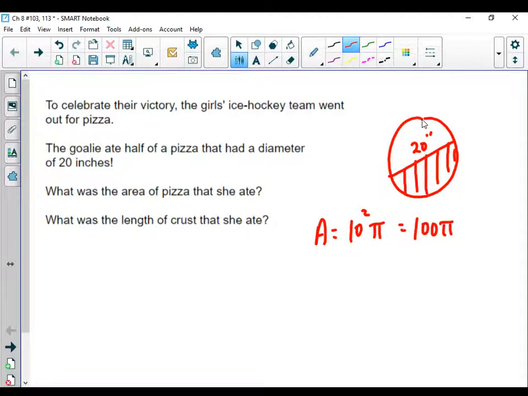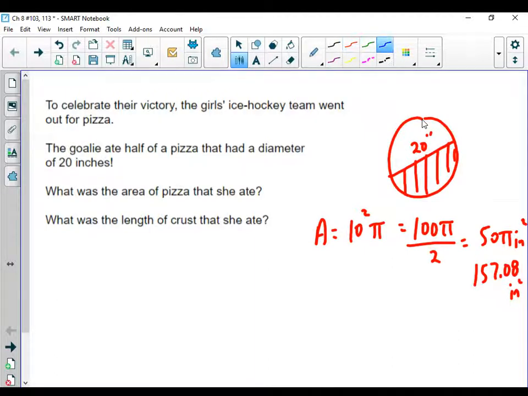If I were eating the entire pizza, I'd have 100 pi square inches, but she ate half, so we know we just had to divide that by 2. So you could have had 50 pi, or some of you multiplied it out and got 157.08. Again, it would be square inches.